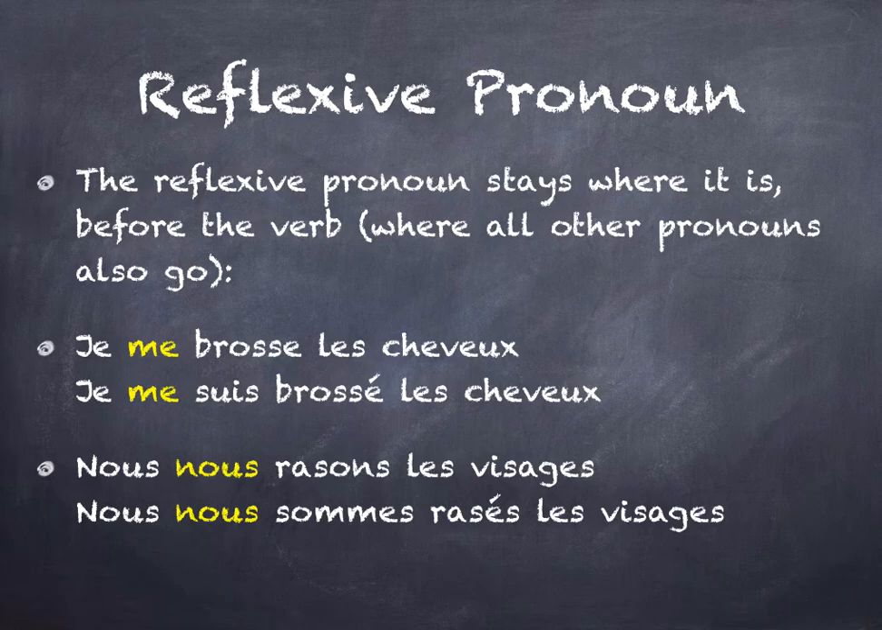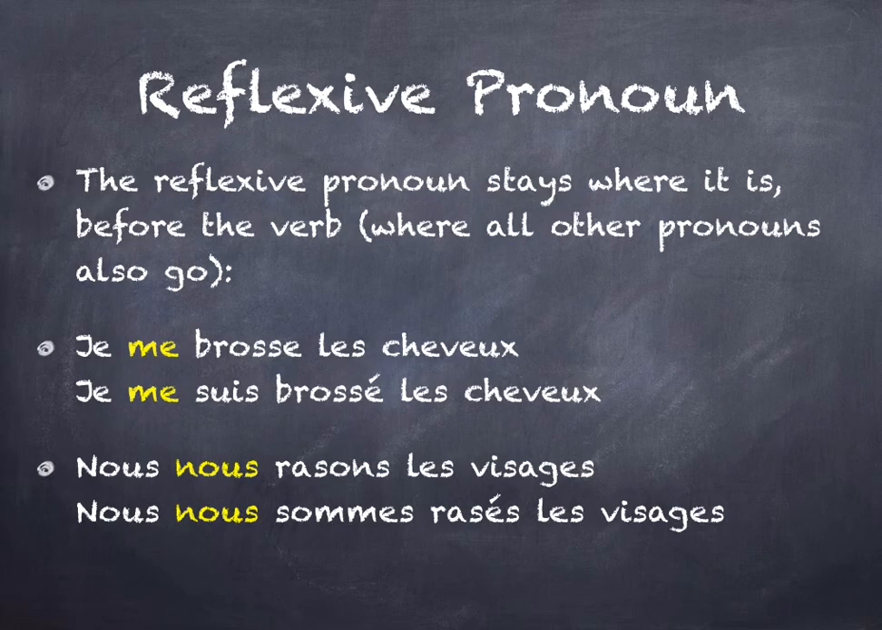So in the present we had je me brosse les cheveux. So the me went in front of the brosse because brosse was our verb, to brush. In the passé composé, it's going to go in front of the suis. Je me suis brossé. Because the entire verb is suis brossé. Both words go together to form one verb. So the me has to go in front of the entire composed piece.